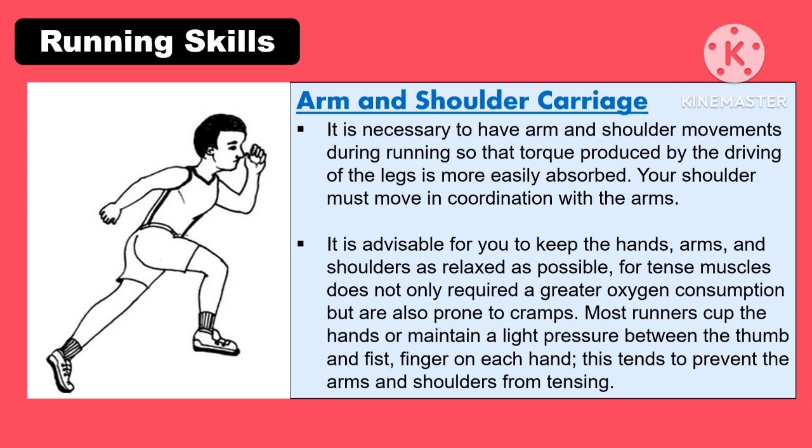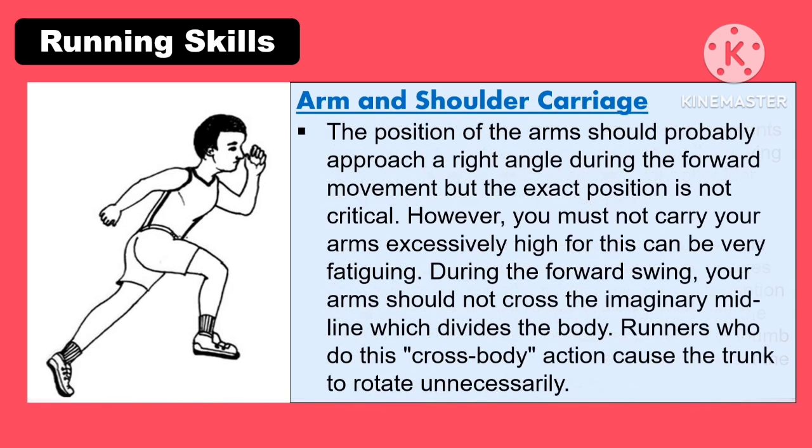For tense muscles not only require greater oxygen consumption but are also prone to cramps. Most runners cup the hands or maintain a light pressure between the thumb and finger on each other. So this tends to prevent the arms and shoulders from tensing.